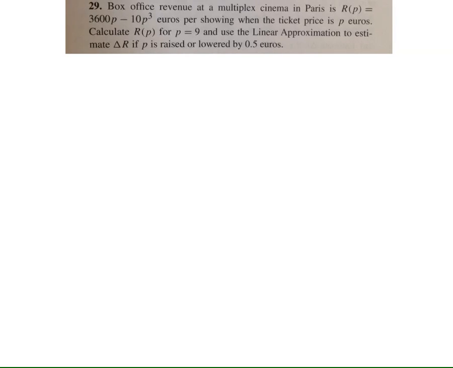Right, this is a problem from section 4.1 of the book, the section on linear approximation. And the problem says, box office revenue at a cinema in Paris is given by this equation. R of p is equal to 3,600p minus 10p cubed euros per showing when the ticket price is p euros. Calculate R of 9 and use linear approximation to estimate delta R if p is raised or lowered by 0.5 euros.